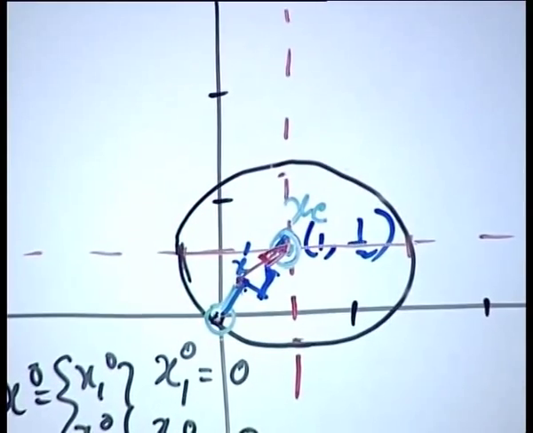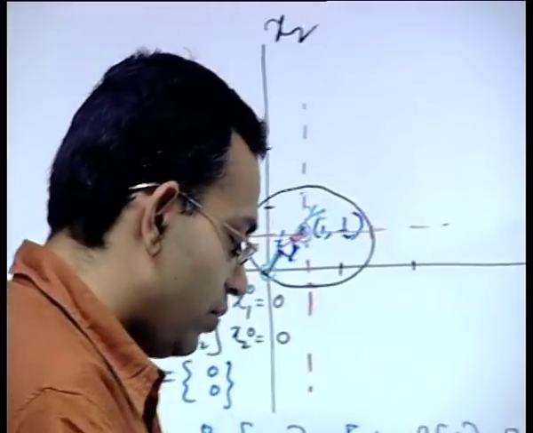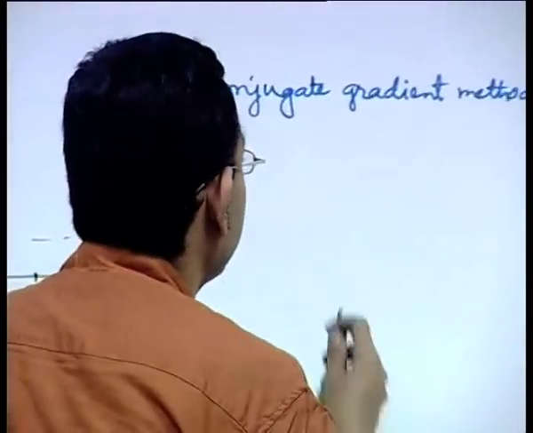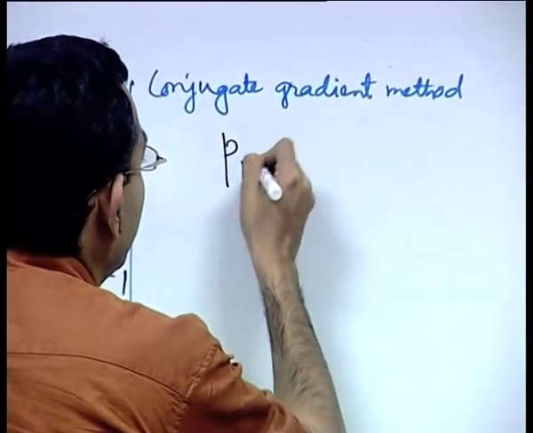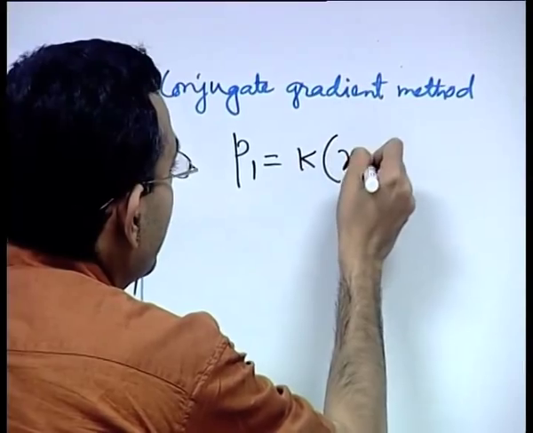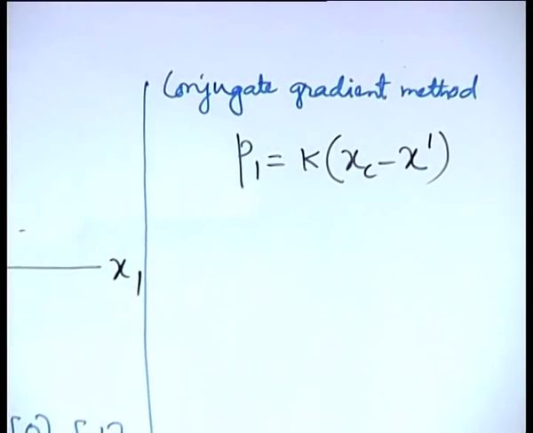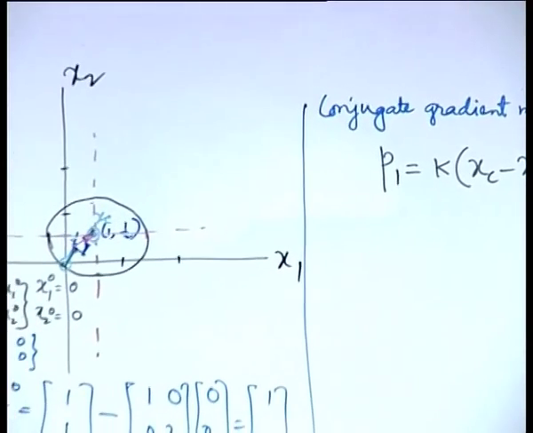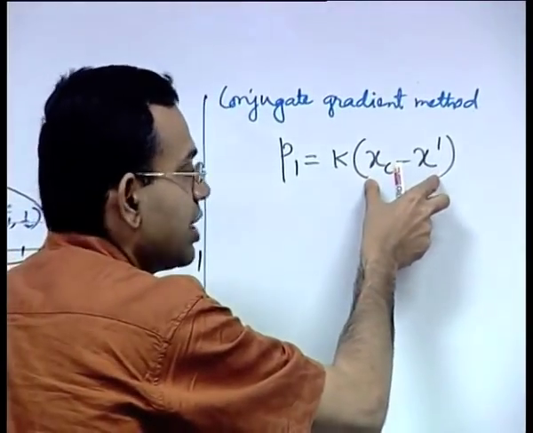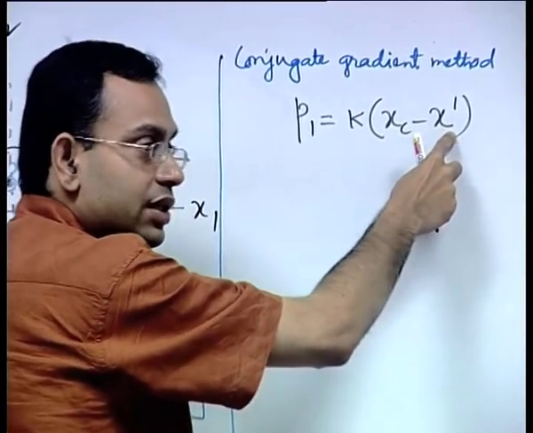Then what is the direction in which you move? You move in a direction which is directed from x1 to xc. So you move along a direction given by, say, p1, which is a new variable, which is k into xc minus x1, where k is just a scalar, because how much you have to move is to be determined, but at least the direction is known from x1 to xc. So position vector of the second point minus position vector of the first point.